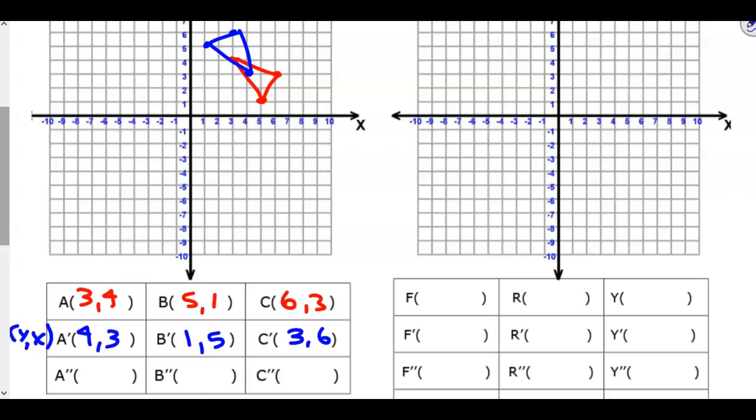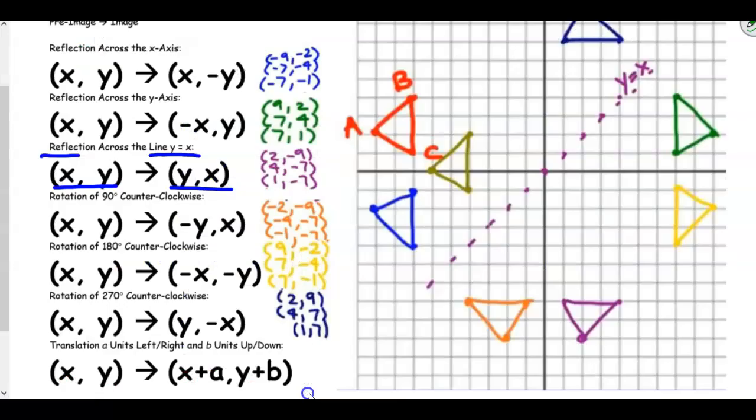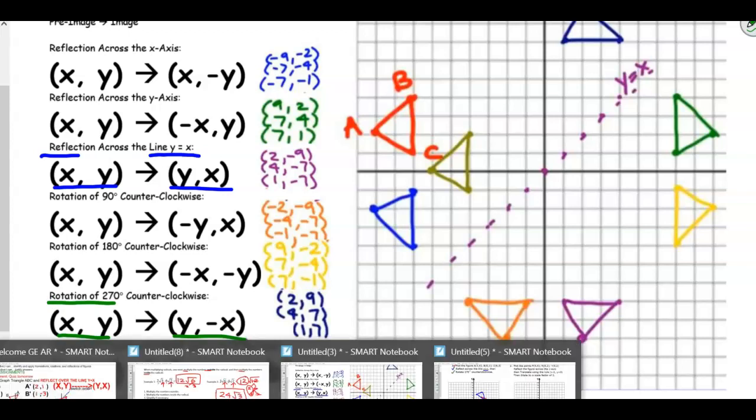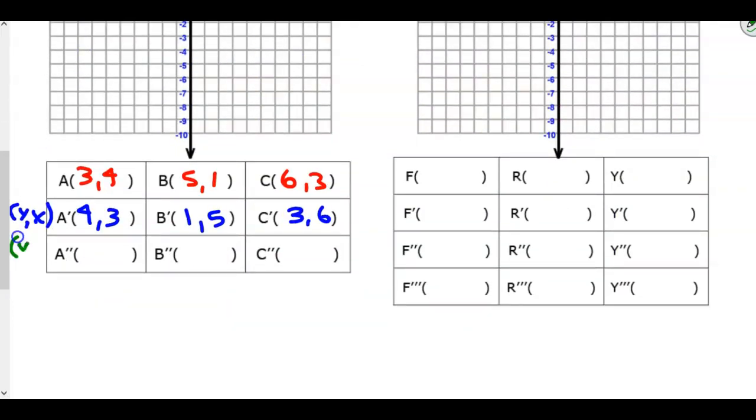And here's where there's some questions, okay? I see people mess up at this next step. Our next step is to do a rotate 270, okay? So rotate 270, let's go back to our notes. If I'm going to rotate 270, (x, y) becomes (y, -x). I'm going to write that down over here. (y, -x).